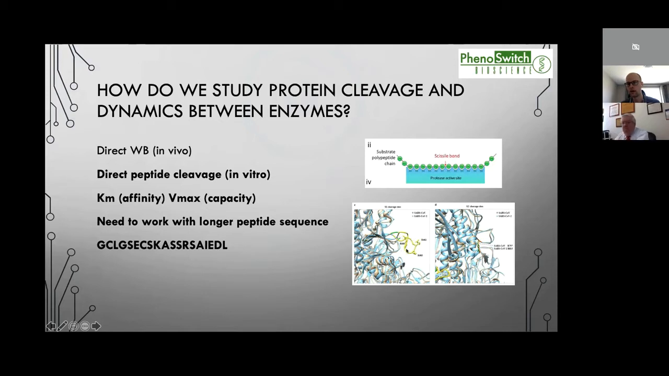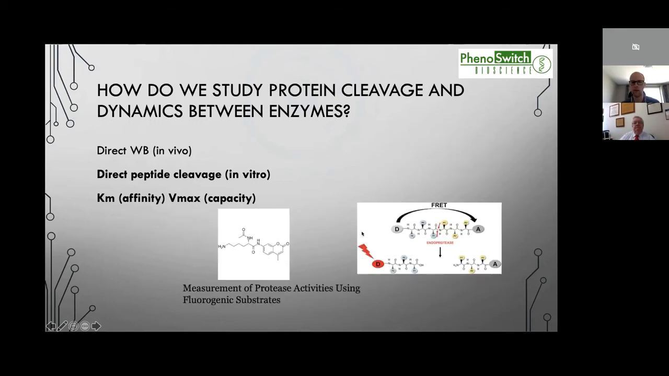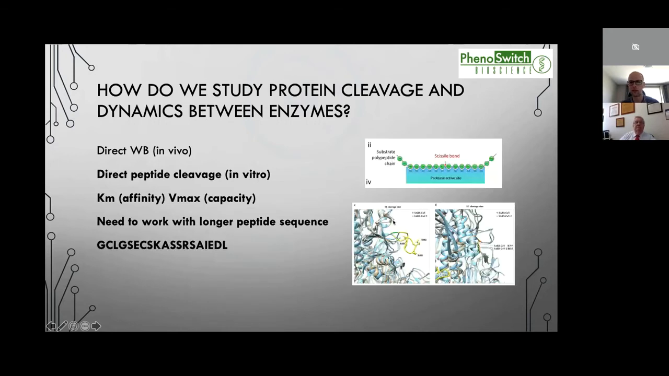And this very long peptide actually has some kind of structure inside the protein and is much different than what you see normally in the protein. So it's very important to work with either the protein or with a longer peptide to study that kind of interaction. If you work only with those fluorogenic substrates, it does not represent the reality.